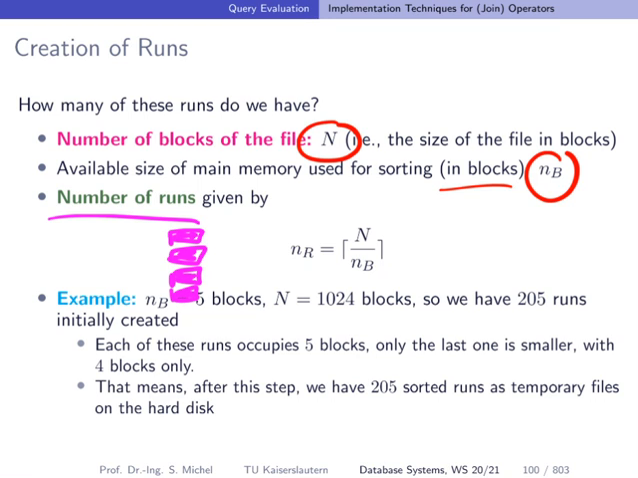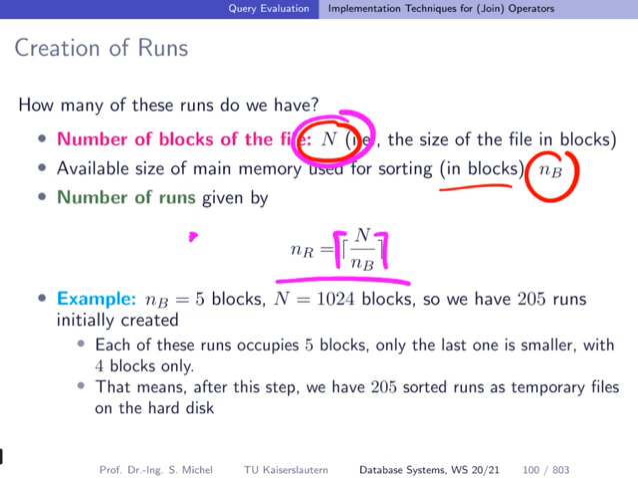Well, we have n blocks in the big file. So we want to sort, and we can load always NB blocks in memory to sort. And well, so we have n divided by NB runs initially. And this is, of course, the ceiling function here, right? It rounds it up. So an example, we have 1024 blocks in our big file, and we have NB, so the buffer size is 5 blocks. So in total we have 205 runs that we create.